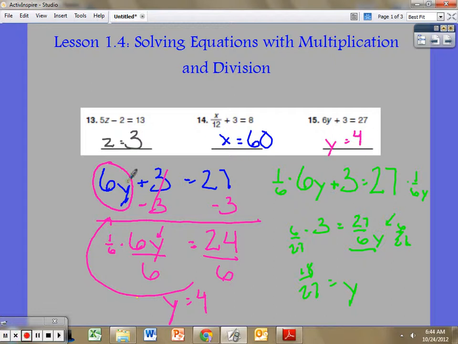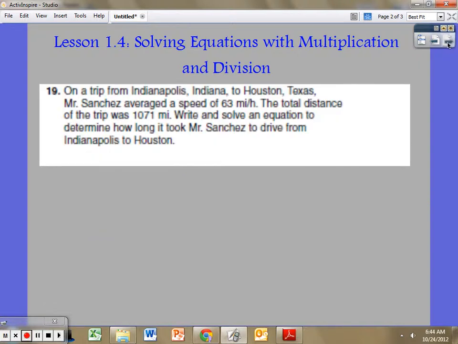So that's why when you have a mix of coefficients and whole numbers, or numbers that are not connected to the variable, get rid of those numbers that are not directly linked to the variable first. If not, you get all kinds of mess here. Let's take a look one more at a story problem.